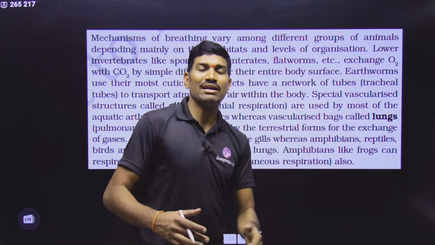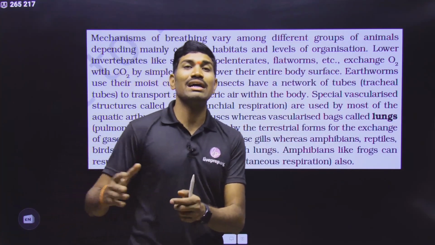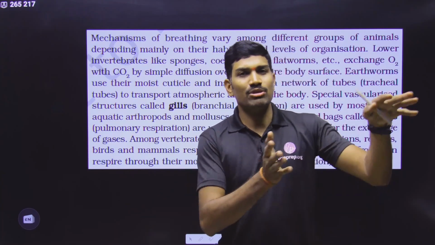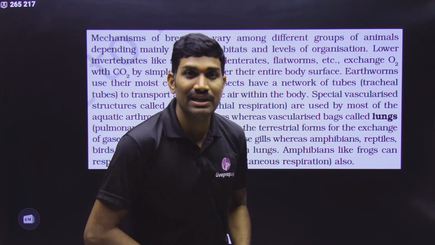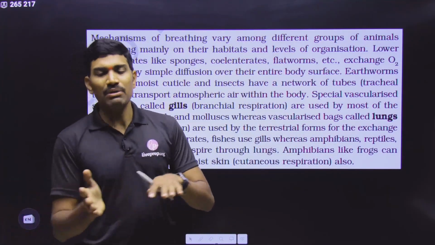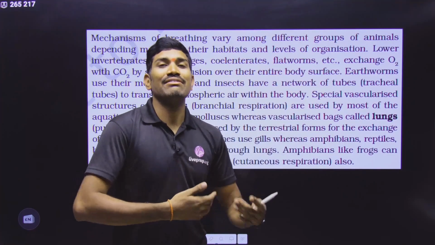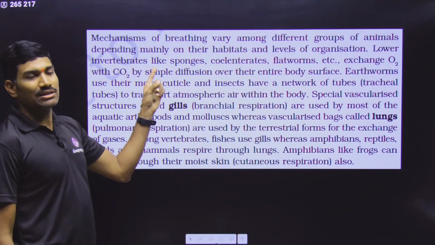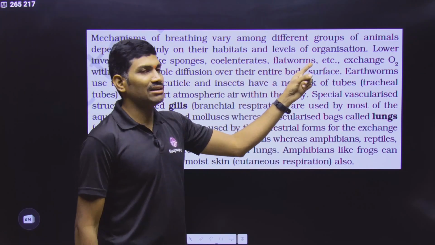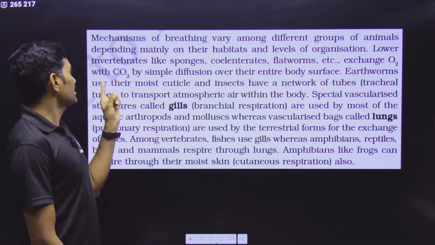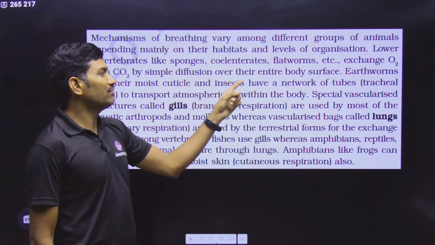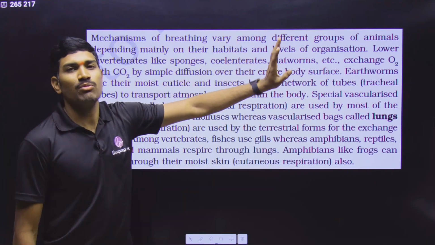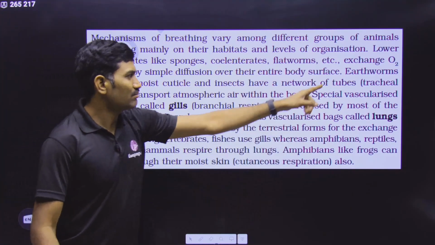And also level of organization. If you are talking about the lower animals, level of organization is very less. If you are talking about the higher animals, levels of organization is very high. So based on levels of organization also, different types of respiratory organs were developed. Next one, lower invertebrates like sponges, coelenterates and flatworms, etc. exchange oxygen with CO2 by simple diffusion over their entire body surface. So in these organisms, across the body surface, exchange of gases is taking place.